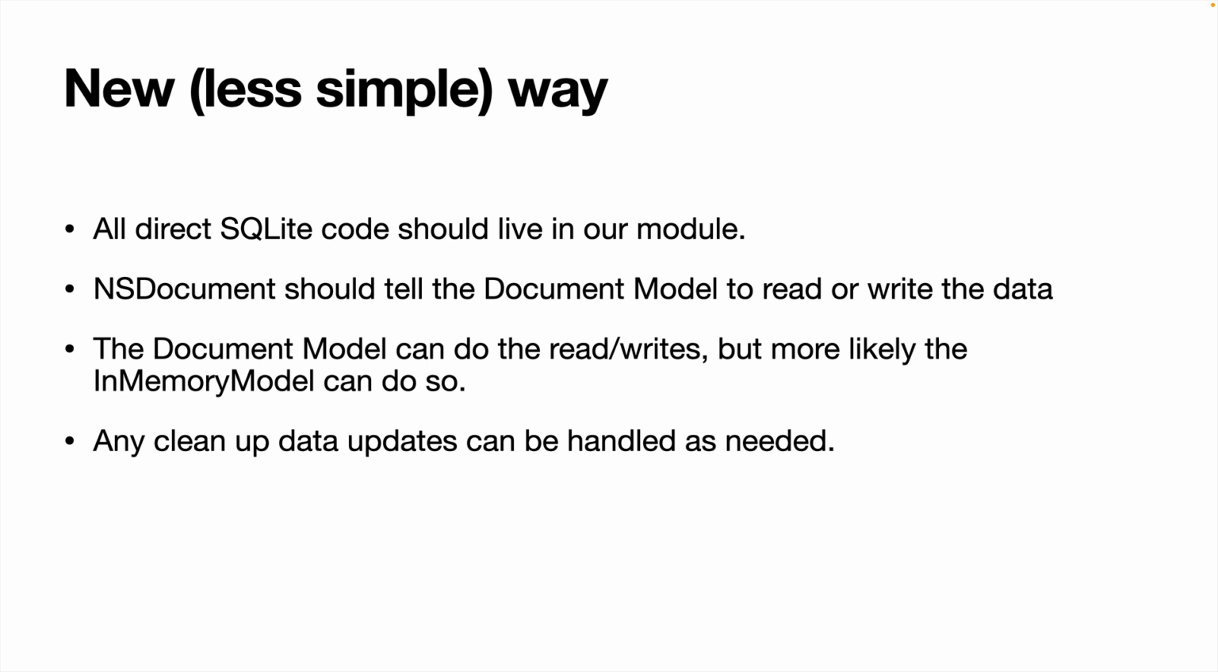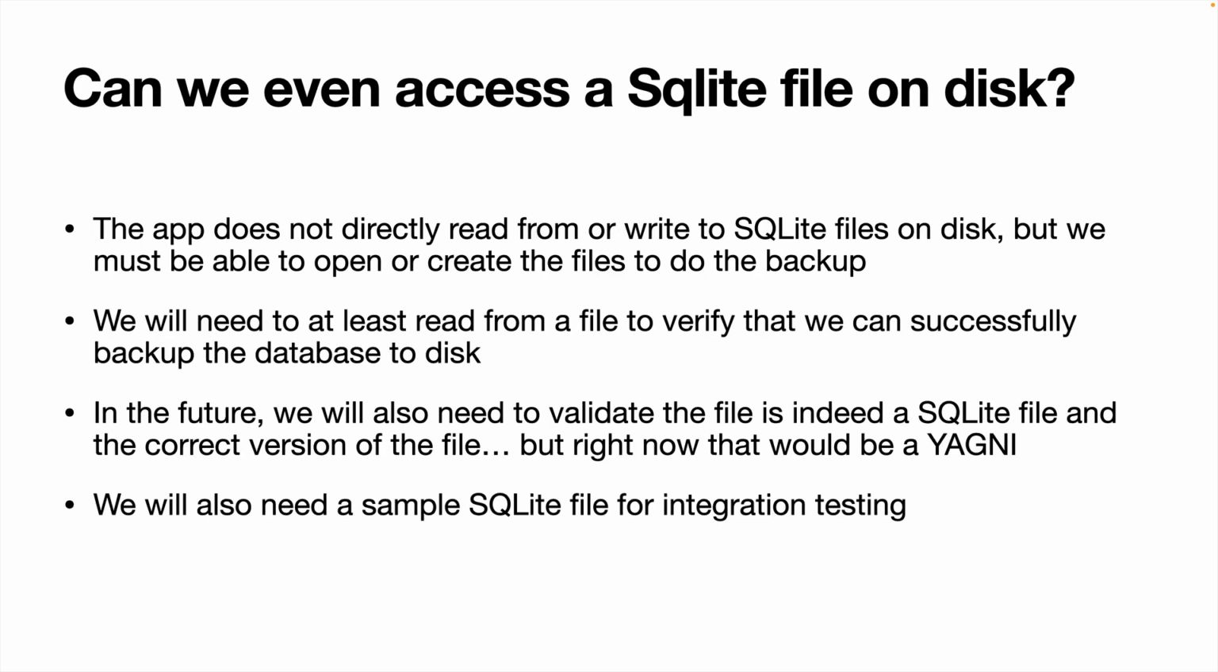So let's get started. The first step I'm going to take is to answer this question. Can we even access a SQLite file that's on disk? Now, the app doesn't actually read or write directly from a SQLite file, but we must be able to open or create those files to be able to do the backup. If we want to read it, we have to open it up, get the pointer, and send it up to the backup function. So we need the ability to at least open and close files on disk.